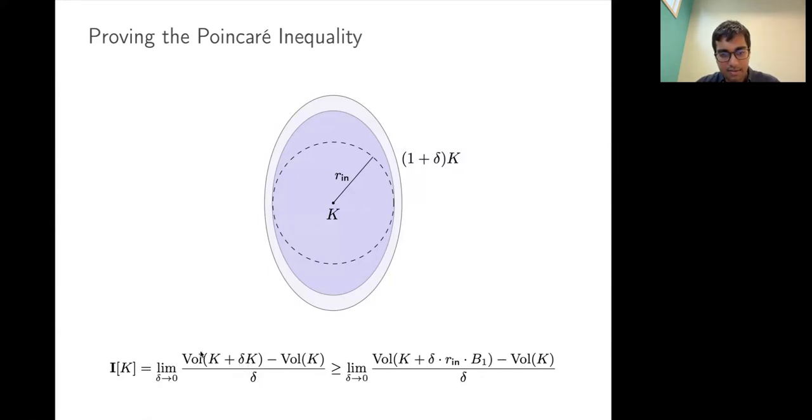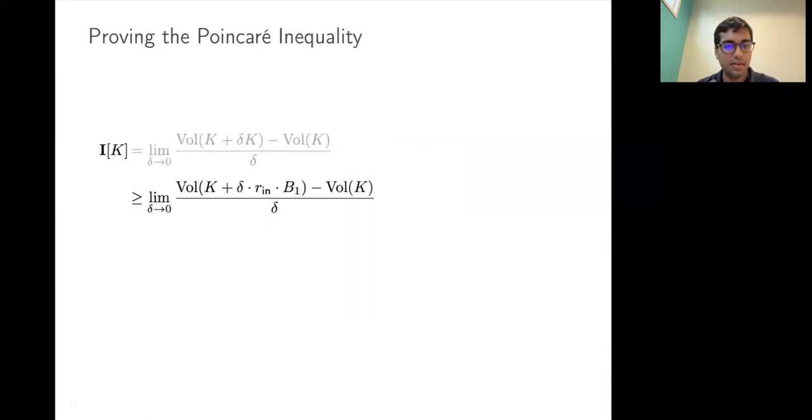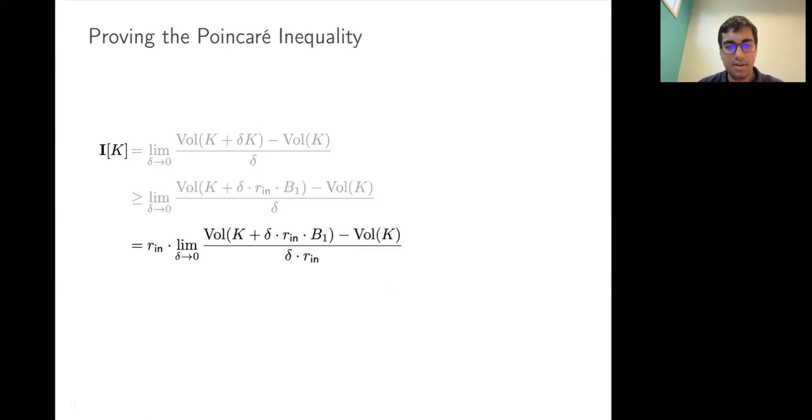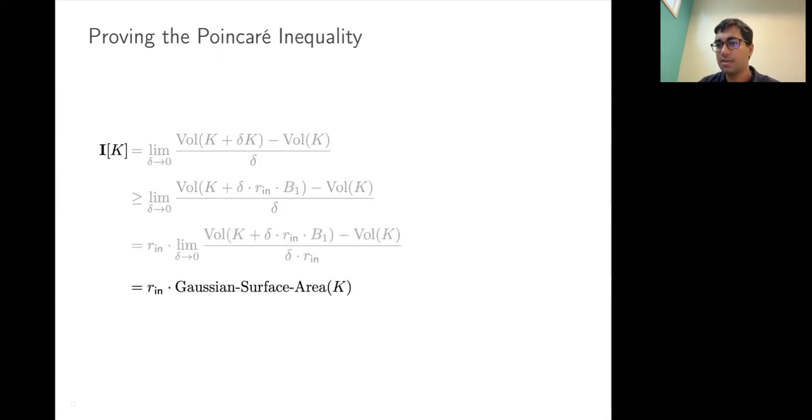In particular, the volume of K plus delta K is at least the volume of K plus delta R_in times the ball of radius 1. So B_1 just denotes the ball of radius 1. After this, it's just a little bit of calculus. Here I'm just copying what I had in the previous slide at the bottom. Let's do a change of variables: let's multiply and divide by the in-radius R_in. And now the limit quantity on the right is something we all know. It's just the Gaussian surface area. So the influence of the set K is at least the in-radius times the Gaussian surface area.